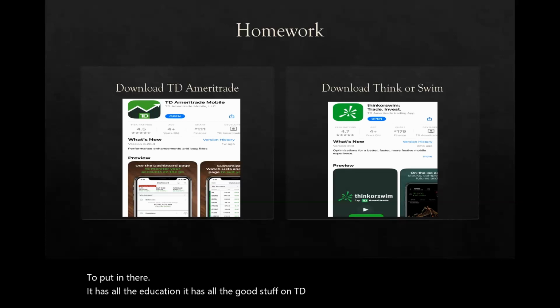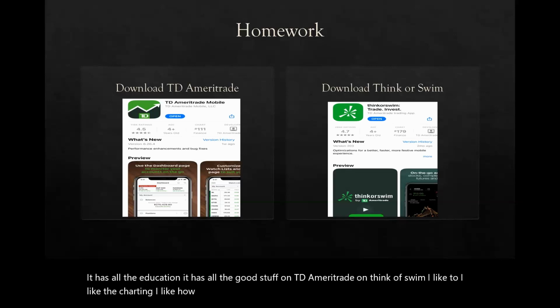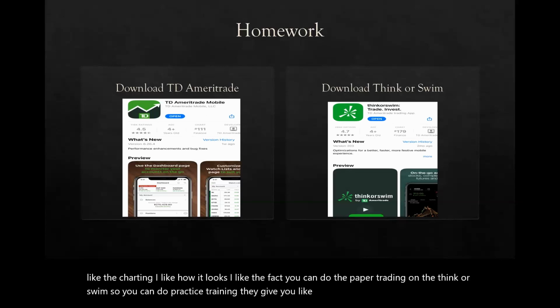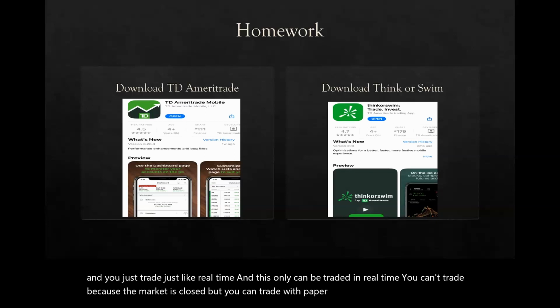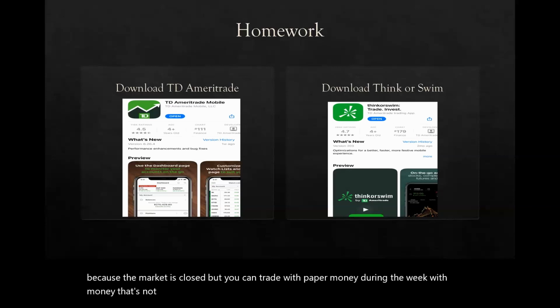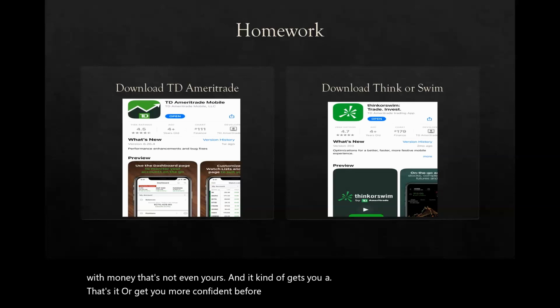On Thinkorswim, I like the charting. I like how it looks. I like the fact that you can do paper trading on Thinkorswim, so you can do practice trades. They give you like $20,000 or $50,000 of monopoly money, and you just trade in real time. It can only be traded in real time. You can't trade now because the market's closed, but you can trade with paper money during the week, with money that's not even yours. It gets you adjusted and more confident before you actually start investing your own money.